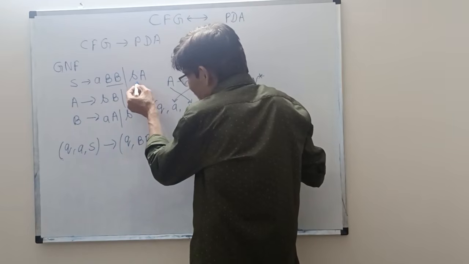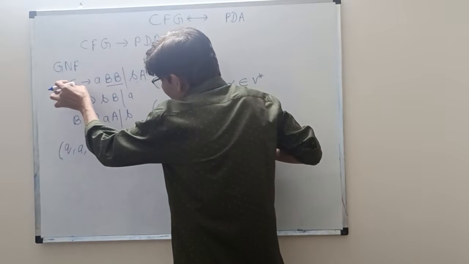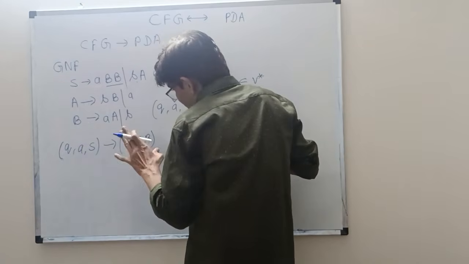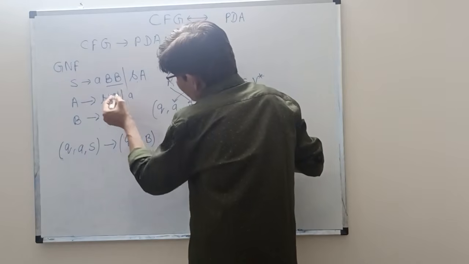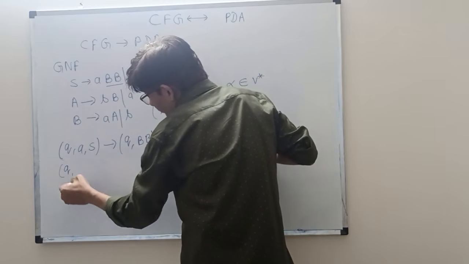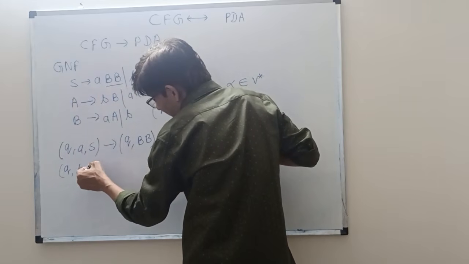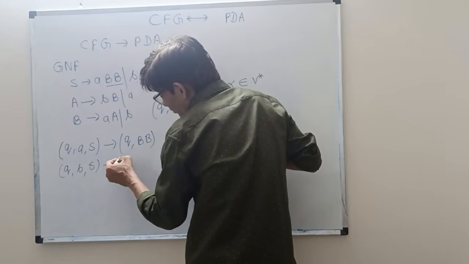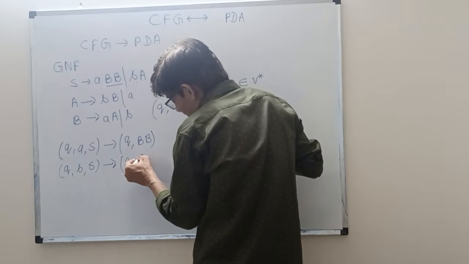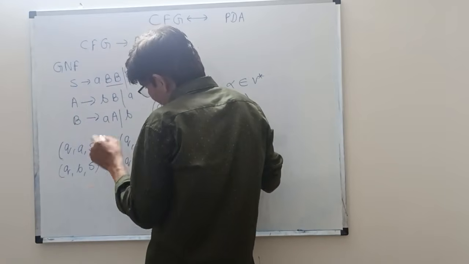Now I will convert this particular production into a transition. As you can see, this production is also for S. So what would be the combination for this? You are in Q, you are reading B, and your stack top is S. Then you can stay in Q and push A into the stack. Now we have converted both productions of S into transitions.